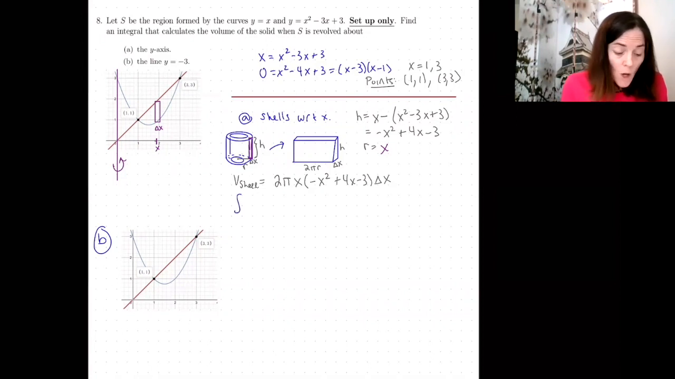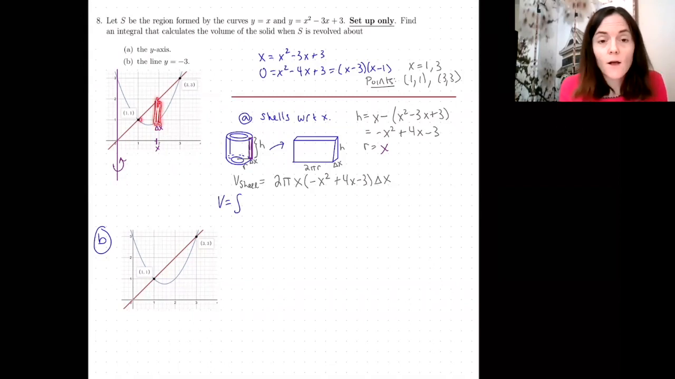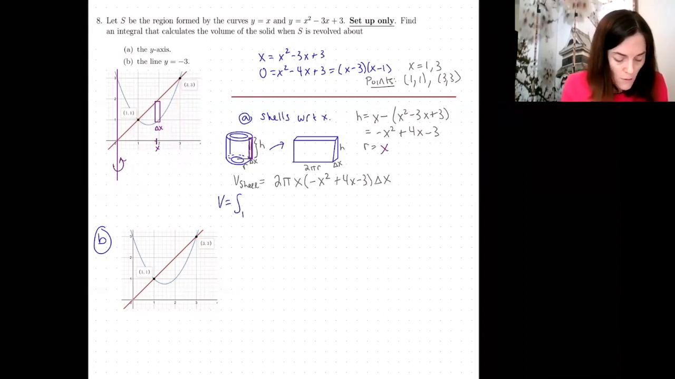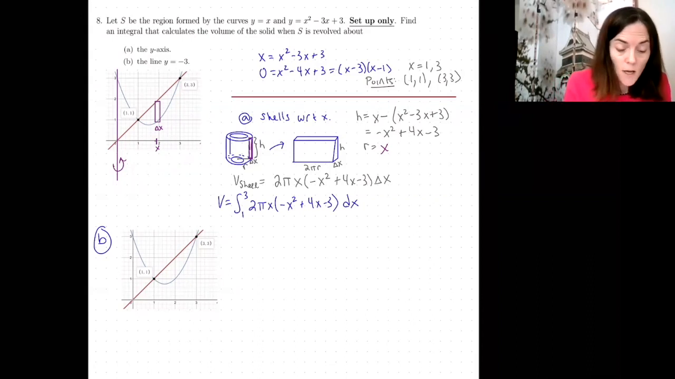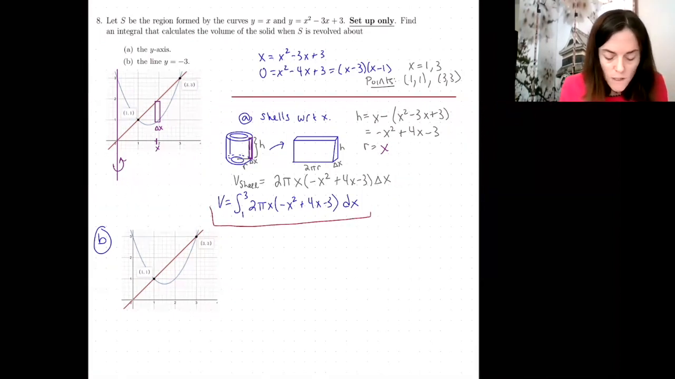My total volume V is therefore, well, my limits of integration are the possible places that this representative rectangle can be. And that is from x equals 1 to x equals 3. So I integrate from 1 to 3 of 2 pi x times (negative x squared plus 4x minus 3). And then instead of the delta x, which is really the Riemann sum notation, we have the dx, which is the corresponding integral notation. And this finishes part A.